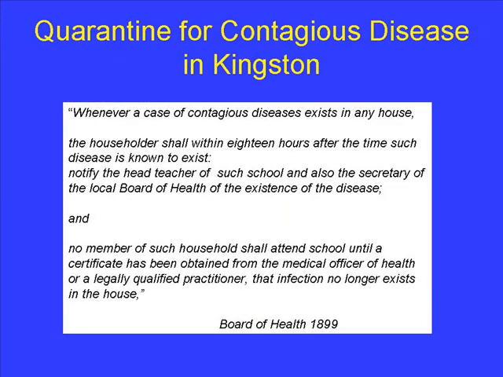Now, in regard to quarantine in contagious diseases, the same kind of legislation was occurring, and in 1899, the Board of Health in Kingston established this requirement: Whenever a case of contagious disease exists in any house, the householder shall, within 18 hours after the time such disease is known to exist, notify the head teacher of such school and also the secretary of the local board of health.